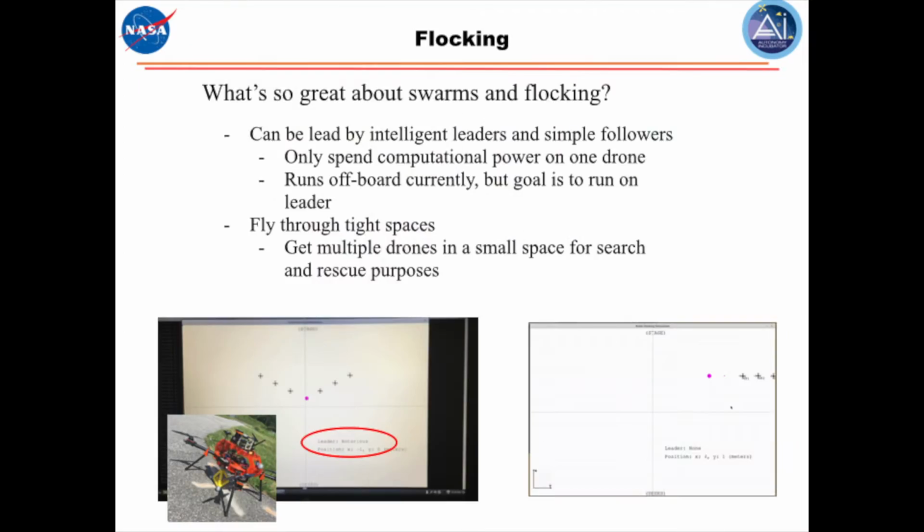Okay, so in general, what's so great about swarms and flocking? Why even go through all of this? One of the really great things about swarms is that they can be led by intelligent leaders and really simple followers. So those Crazyflies don't have much computing power on board. They can't do a ton, but they can accomplish really complicated tasks if they just have one intelligent leader.